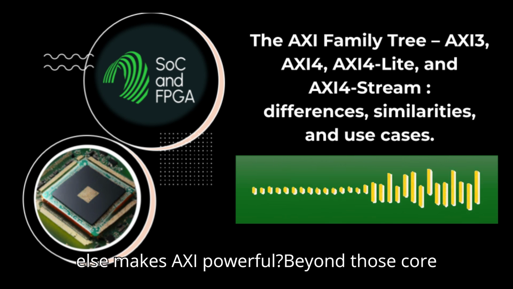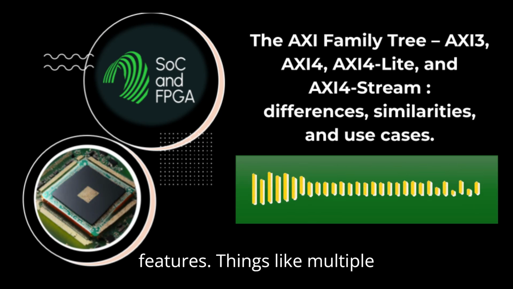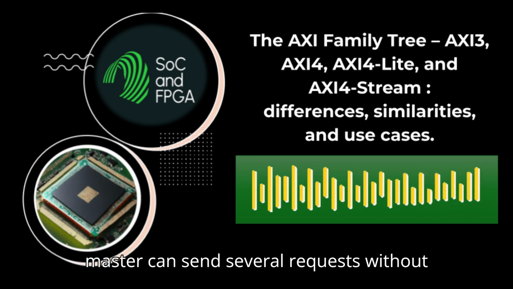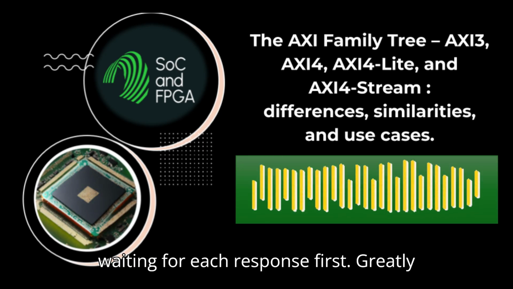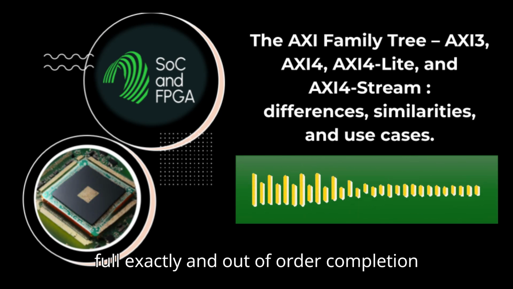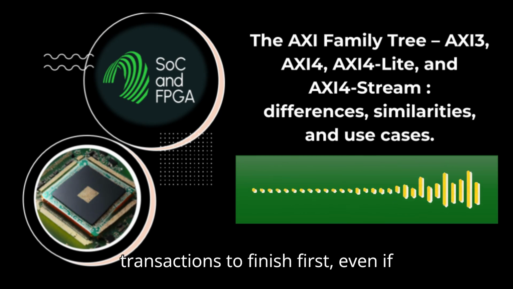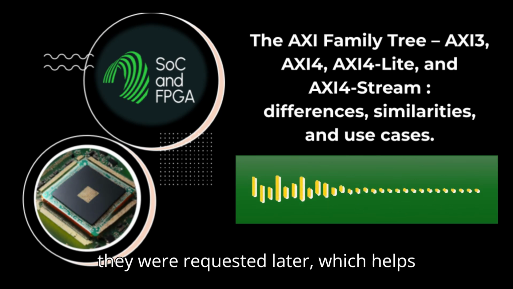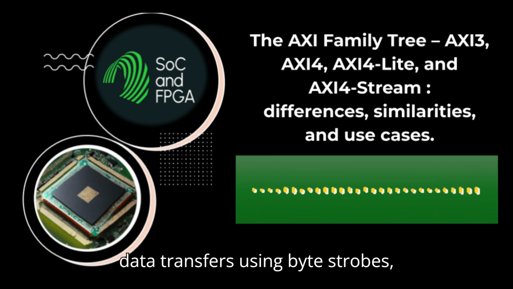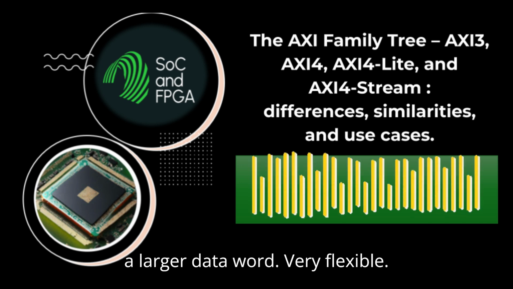Okay, what else makes AXI powerful? Beyond those core ideas, AXI supports some advanced features. Things like multiple outstanding transactions, meaning a master can send several requests without waiting for each response first. Greatly improves parallelism. To keep the pipeline full. Exactly. And out-of-order completion, using ID tags. This allows faster transactions to finish first, even if they were requested later, which helps hide latency. It also handles unaligned data transfers using byte strobes, letting you access specific bytes within a larger data word.